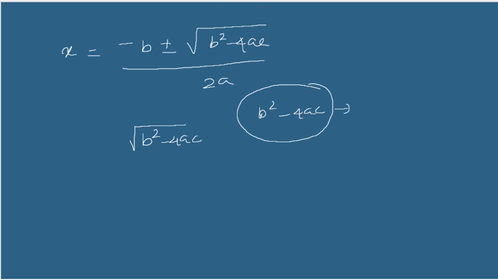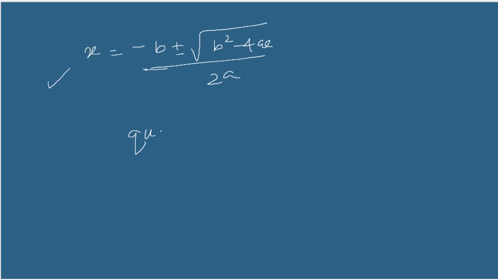Once again, x is equal to minus b plus or minus root of b square minus 4ac, the whole divided by 2a. Remember, the division must be the whole divided by 2a. Now we will learn how we can apply this formula to solve a quadratic equation. This formula is known as the quadratic formula, and you have to learn it by heart.